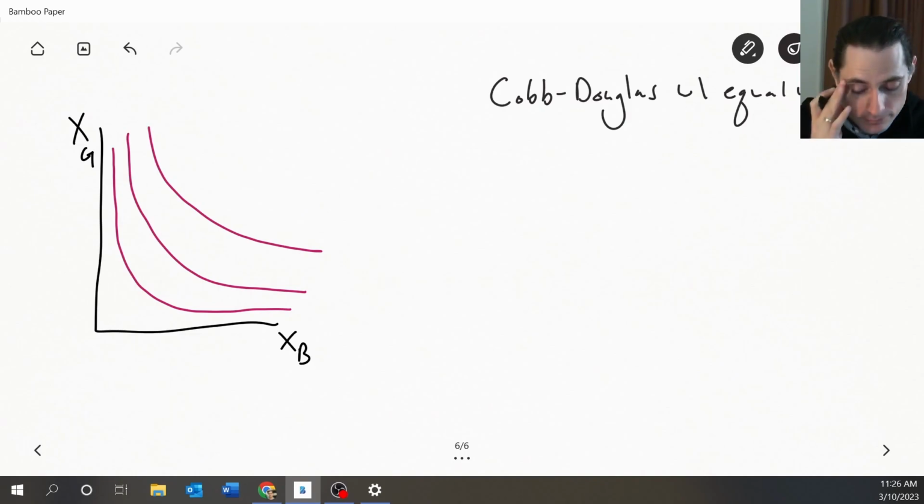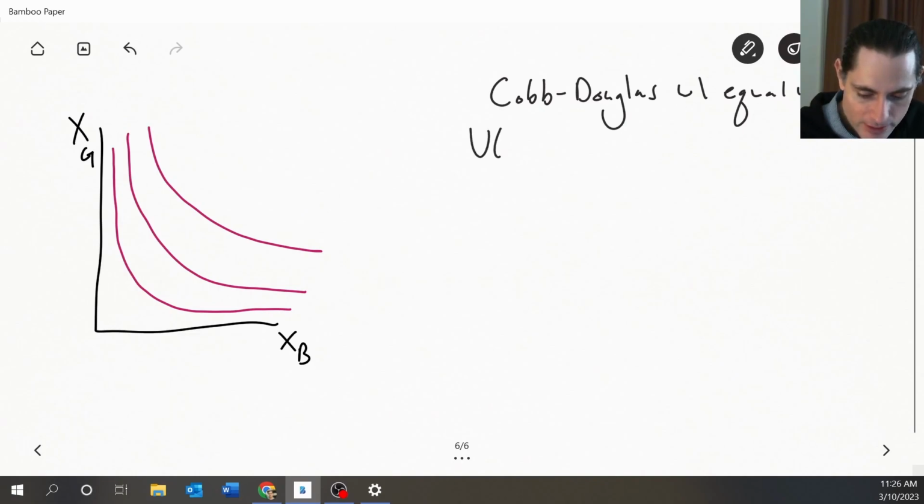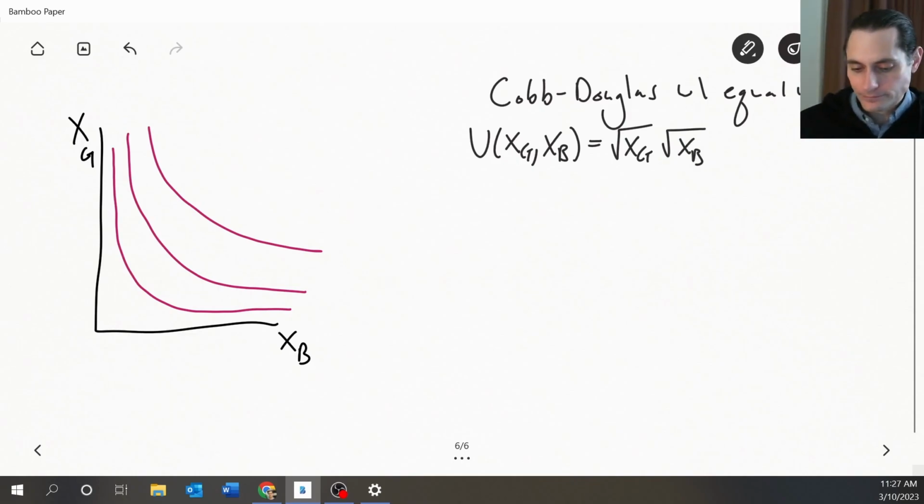Right? So just to be a little bit more formal about it, that's where utility over, say, I'm going to use xg and xb. I'll have to try to remember to use capital G here. Sometimes I forget. It's going to look like the square root of xg times the square root of xb. Okay.